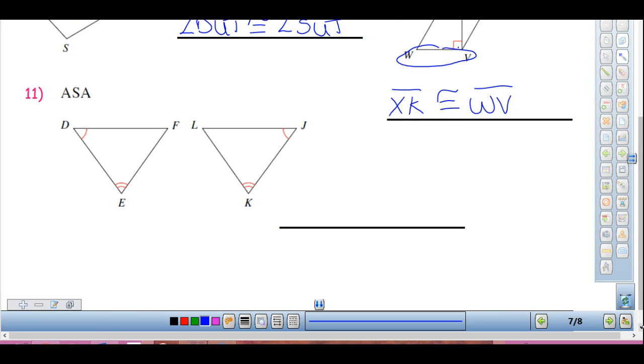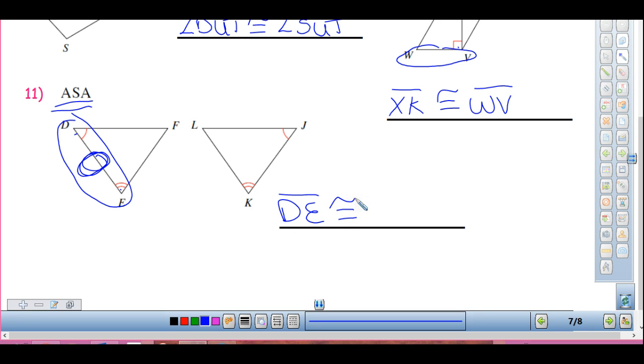Okay, and then this one, angle, side, angle. So I've got angle, I need the side, and I've got the angle. So the side that I need is this guy right here. I need BE to be congruent to, be careful over here, I've got angle, I need that side in between my two angles. So I need KJ. Okay, be careful.